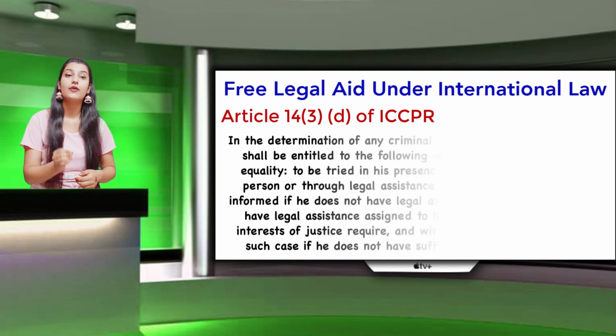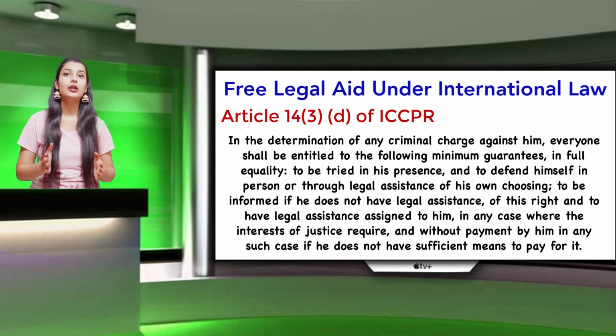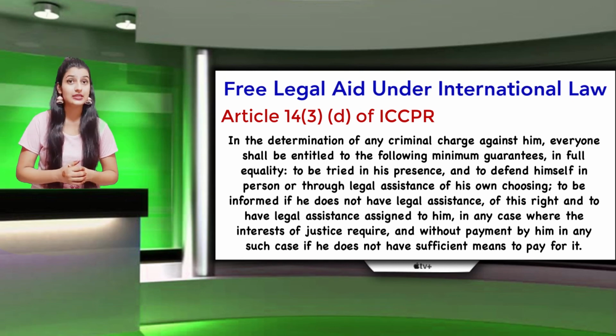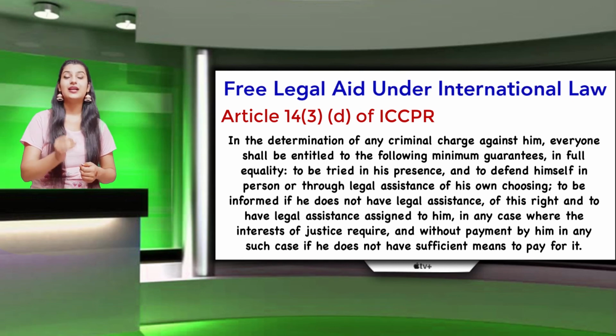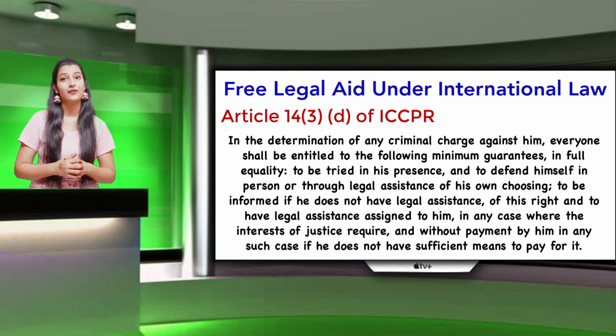In the determination of any criminal charge against him, everyone shall be entitled to the following minimum guarantees in full equality: to be tried in his presence and to defend himself in person or through legal assistance of his own choosing; to be informed, if he does not have legal assistance, of this right; and to have legal assistance assigned to him in any case where the interests of justice require, and without payment by him in any such case if he does not have sufficient means to pay for it.